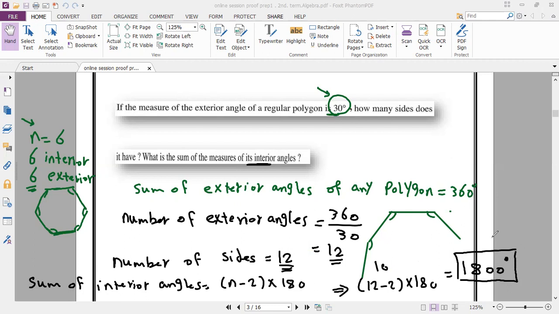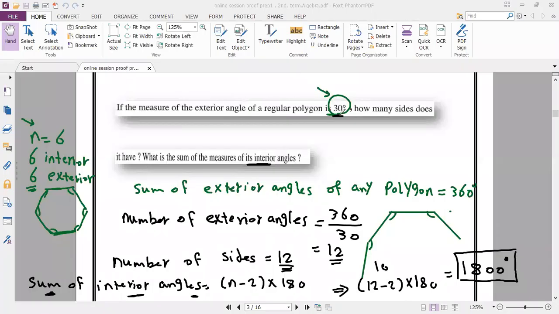That is the sum of all interior angles. And if you want to find one interior angle, you will divide 1,800 by 12. But here, the sum of all interior angles, it's 1,800. Okay? And if you divided 1,800 by 12, you will get 150. And also we can get 150 from this information because the measure of exterior angle is 30.